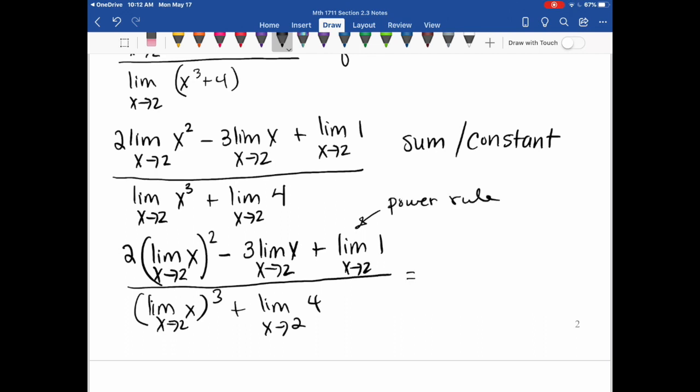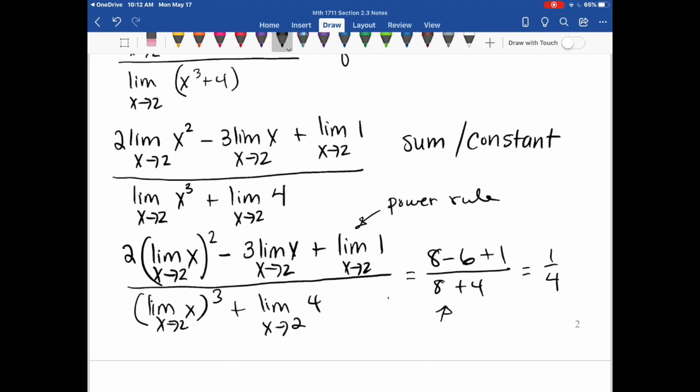And now we have everything broken down into the basic limit laws, so we can simplify. I know that the limit as x approaches 2 of x is just 2. And if I square it, I get 4. And then I multiply it by 2, and I get 8. I know that the limit as x approaches 2 is 2, and then I multiply it by 3, that gives me a 6. And using the constant rule, the limit of just 1 as x approaches 2 is just 1. Same thing down here. This gives me an 8 plus a 4. And so when I combine all this together and simplify, I get 1/4.